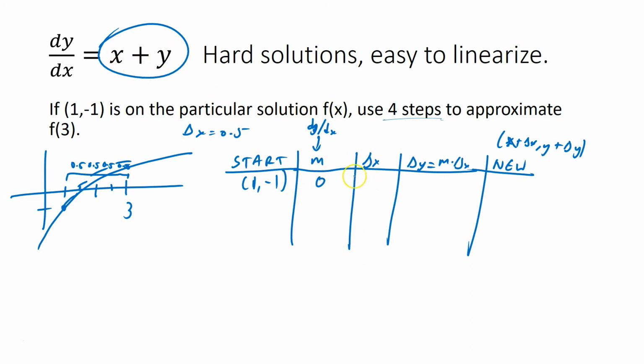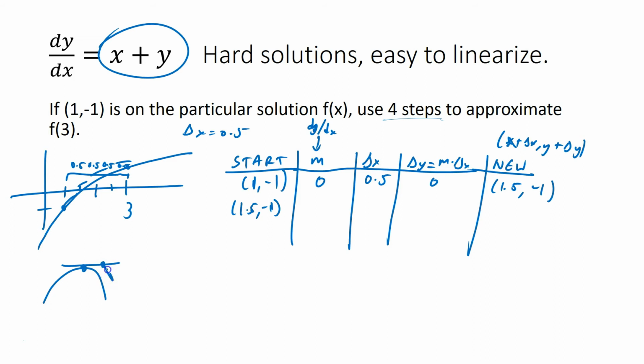Delta x is 0.5. So it looks like we're at a max or a minimum point here maybe because the slope is nothing. Now delta y is m times delta x. Well, that's 0. Now we have our new point, x plus delta x, that's going to be 1.5. And we have our y plus delta y, which is still -1. And that's our new starting point. So now we have 1.5, -1. So the y didn't change at all because we had a max or minimum. So we said, well, if you use the tangent line, then the y isn't going to change. The x moves on, but the y hasn't changed at all.